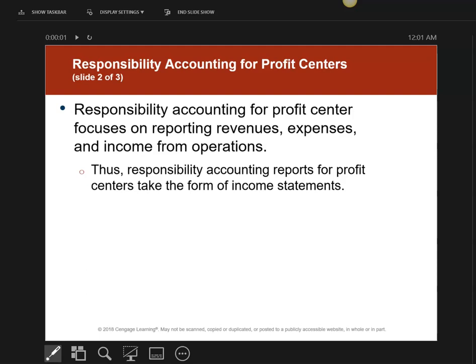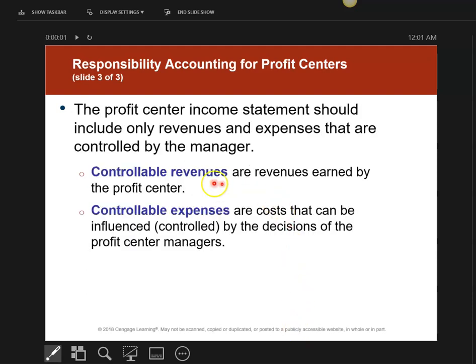So we have to remember that we're focused on revenue, expenses, and income from operations. When we look at responsibility accounting and profit centers, we're talking about controllable revenues and controllable expenses. The reason we use the word controllable is because these can be controlled by the manager. The manager can make the decisions. All of my lectures for accounting part 1B, or accounting part 2 as I call it, are about managerial accounting. As a manager, what decisions do you make that can affect your revenue, your expenses, or your income from operations?